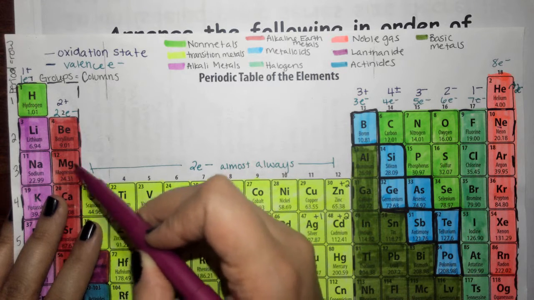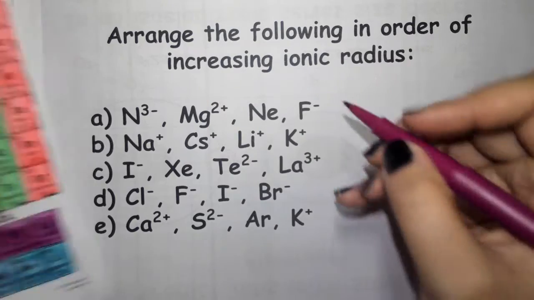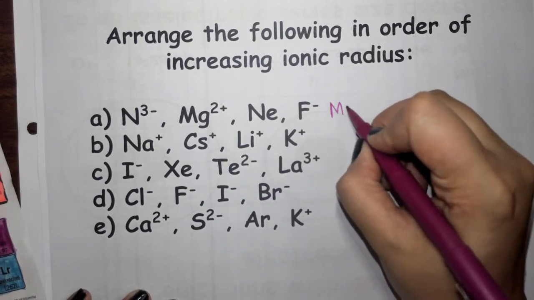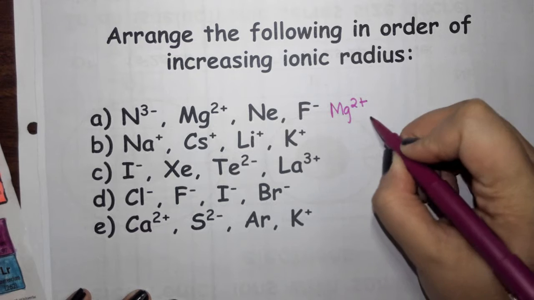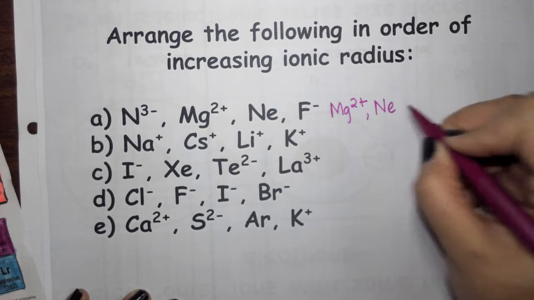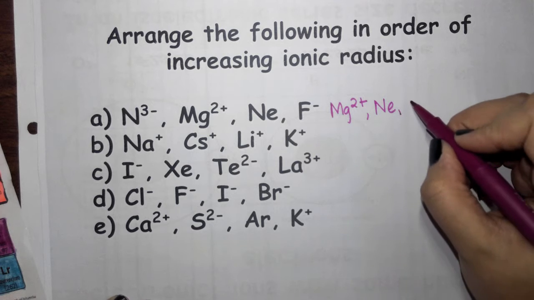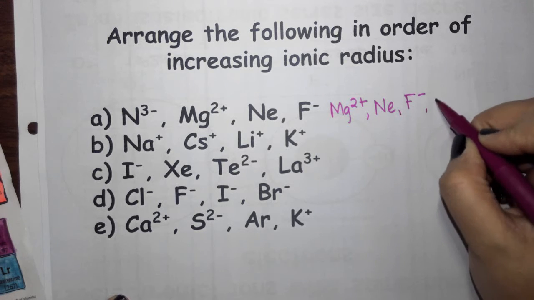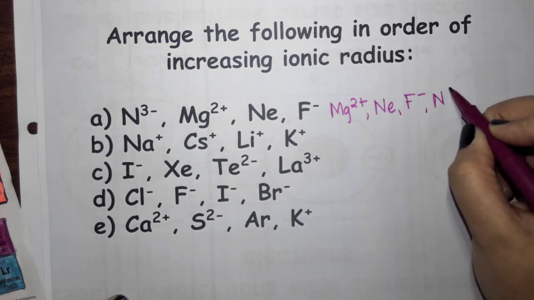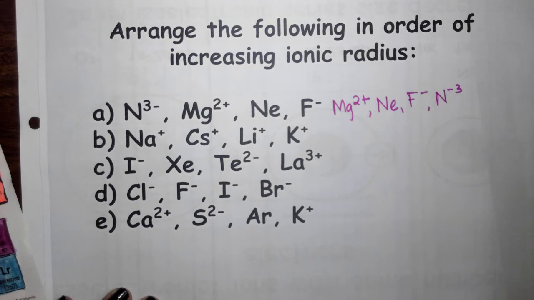So magnesium has the highest atomic number or proton number, so that means magnesium is going to be the smallest, and then it increases to neon, which has the second largest atomic number, and then it goes to fluorine, and nitrogen has the smallest atomic number, so it is going to be the largest in size.